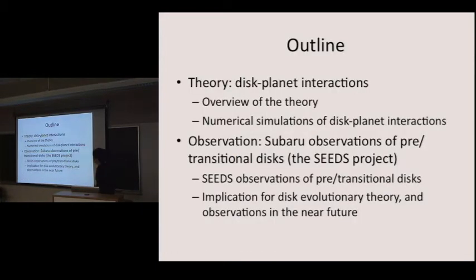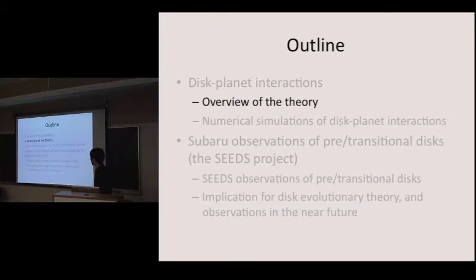So here's my outline. I'll talk about both theory and observation. On the theory side, I'll talk about some of my work with Tombstone and Norman on numerical simulation of disk-planet interaction. And on the observational side, I'll talk about the SEAS project, which is a direct imaging project using the Subaru telescope, and some of our discoveries to tell a different version of the pre-transitional disk. I'll start with theory.